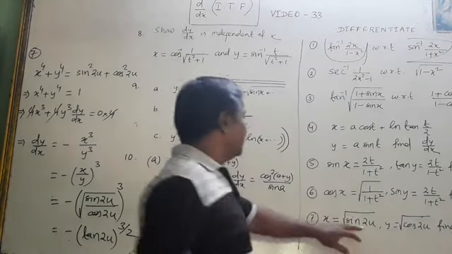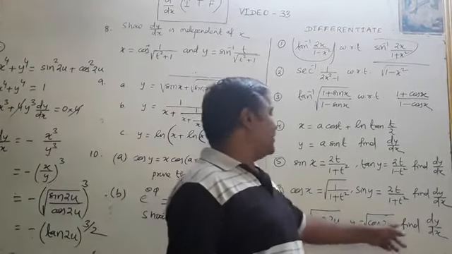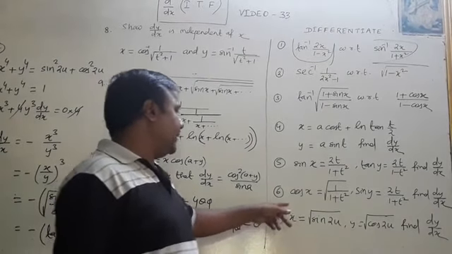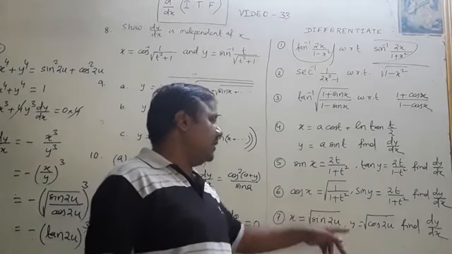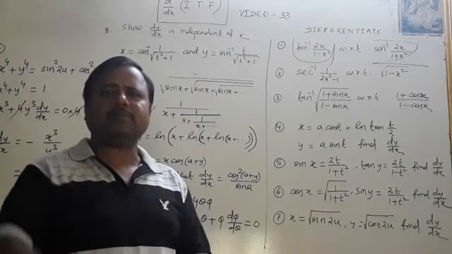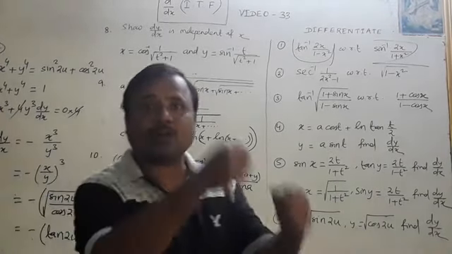This is x is equal to square root of sine 2u, y is equal to square root of cos 2u. One can do this problem by finding dx by du, dy by du. Then dy by dx is dy by du into du by dx. It's a general solution.